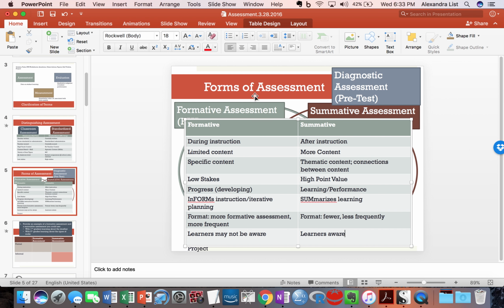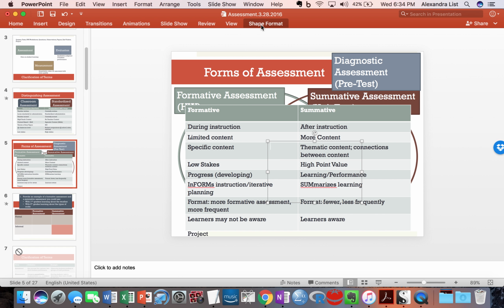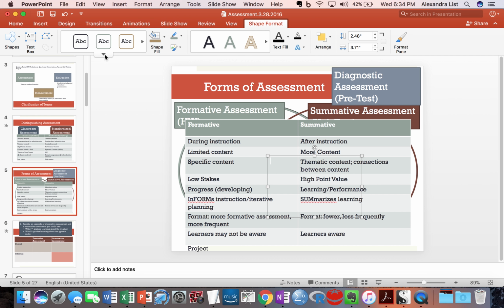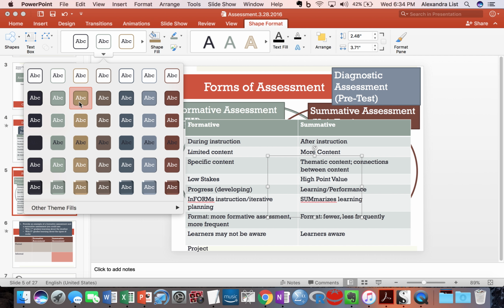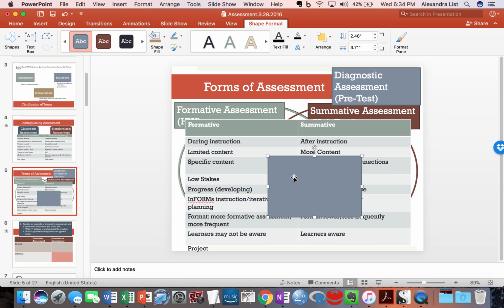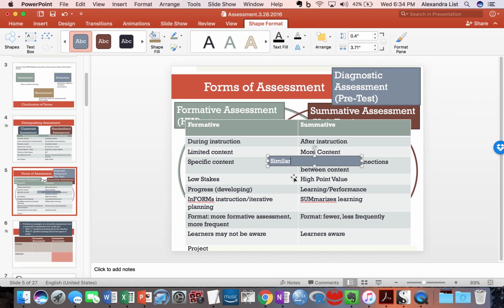Let's talk about some similarities. And so for that, I'm going to put a text box on top of these. And let me give it a color so that we're not confused. This is becoming an interesting formatting fiasco. Okay, so let's talk about similarities between them.